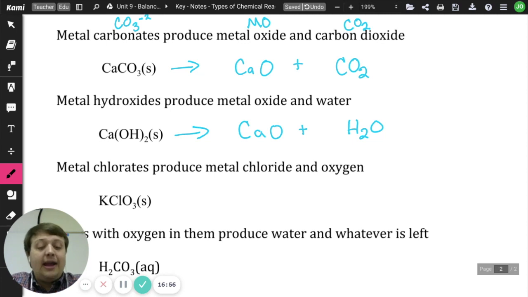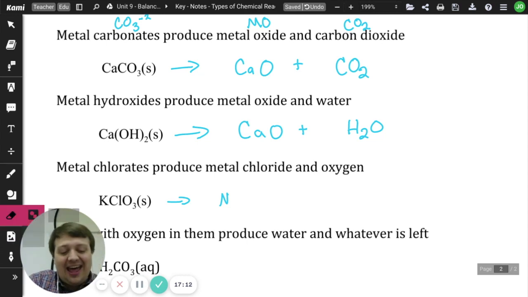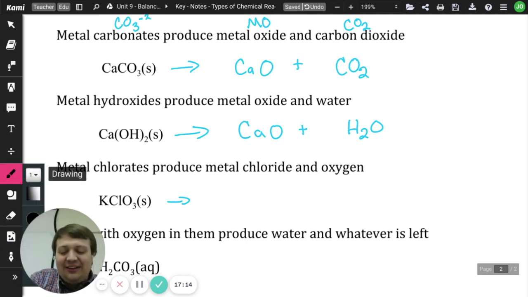Next, if I've got a metal chlorate, that is going to produce a metal chloride and oxygen. Now that's going to be rule number 5, synthesis, again in reverse. So this breaks apart into a metal chloride. The metal would be K, potassium here. So I've got K and chloride, so KCl. Potassium has a +1 charge. Chlorine has a -1 charge.